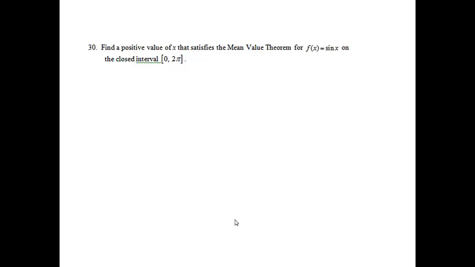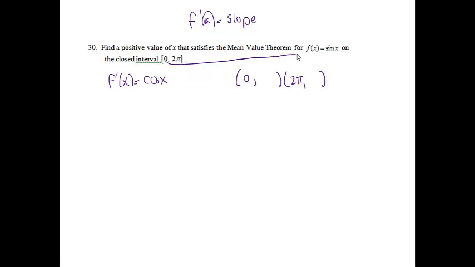Okay, 30, find a positive value of x that satisfies the mean value theorem for f of x equals sine x on the closed interval 0 to 2 pi. If you remember the mean value theorem, it states that somewhere the derivative will equal the slope. So that's what we're going to be doing. So the first thing that I'm going to do is find the derivative. The derivative of sine x is cosine x. Okay, the second thing that I want to do is find the slope. Please remember that 0 and 2 pi are x values, so we need to find the y values for each of those. And we're going to plug those into the original function.